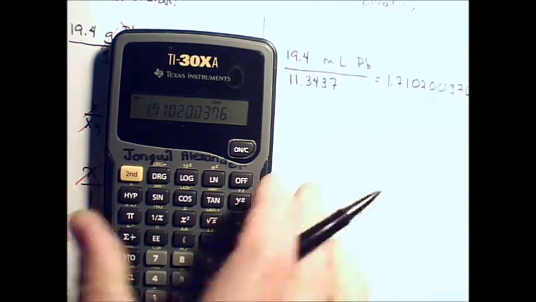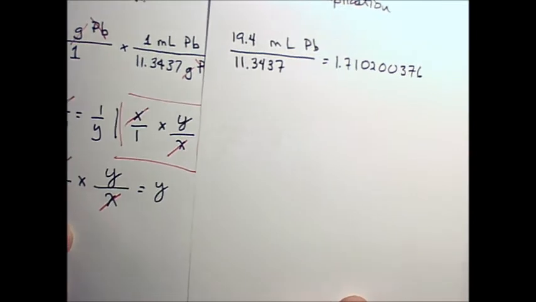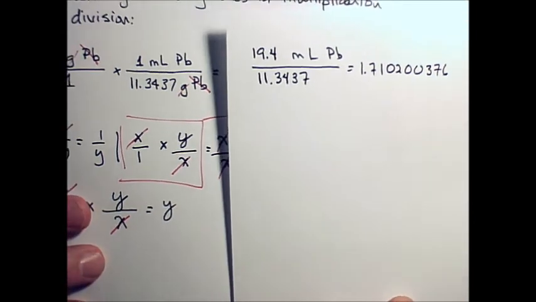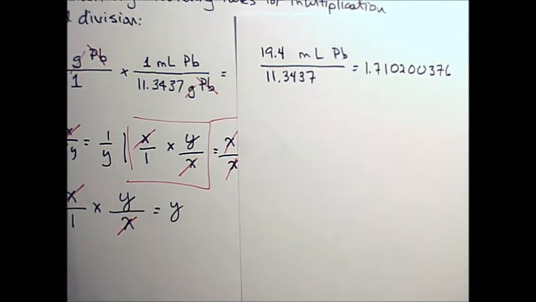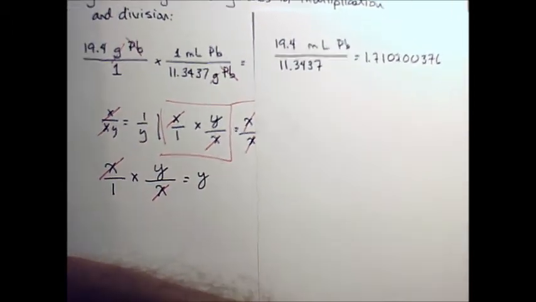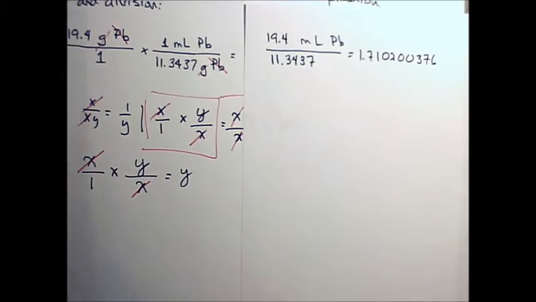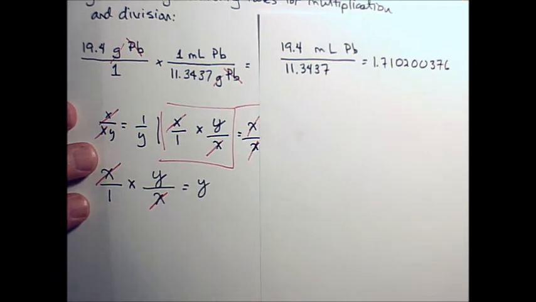1.71020. When I move the calculator out of the way, it'll get dimmer and you can see it better. Okay, let me raise this camera up just a little bit and make it easier for you to see the whole thing. All right?